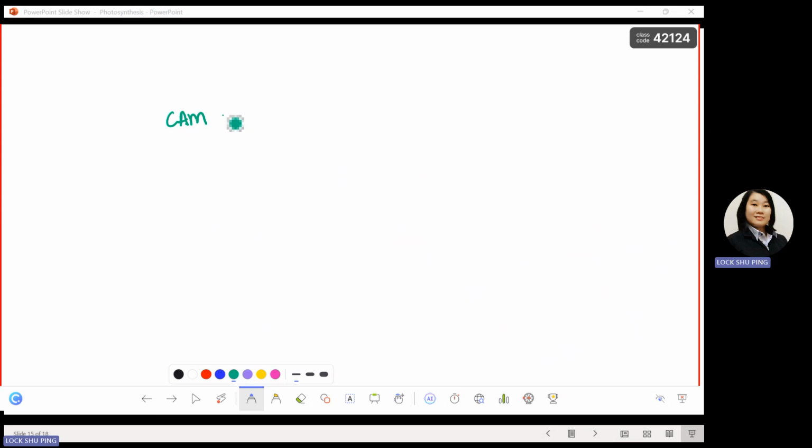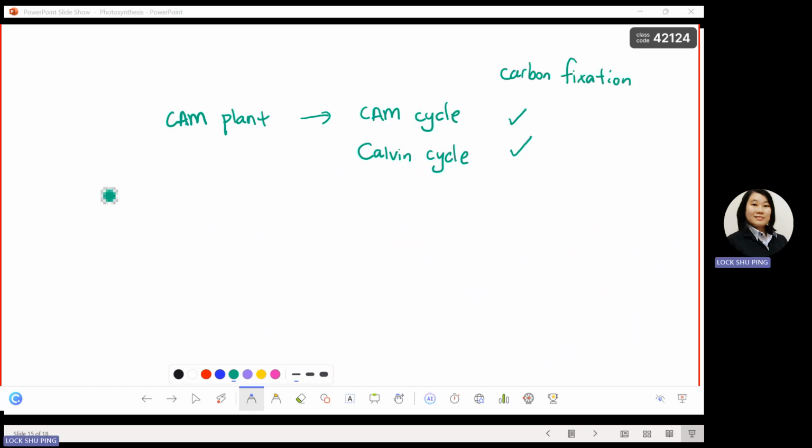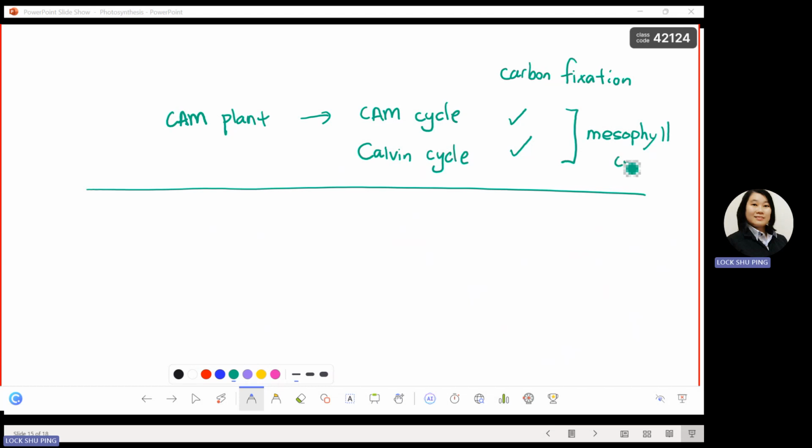Okay, so when we're talking about the CAM plant, it has 2 pathways. One is the CAM cycle, another one is the Calvin cycle. Both undergo carbon fixation. So how to explain the carbon fixation and where does carbon fixation take place? Both happen at the mesophyll cell. Okay, one happens at night, one happens at day. So this is the general information we can generate.